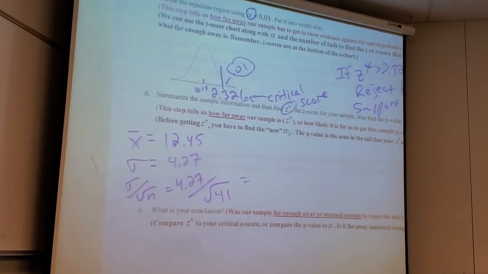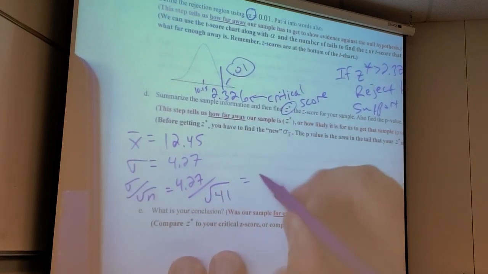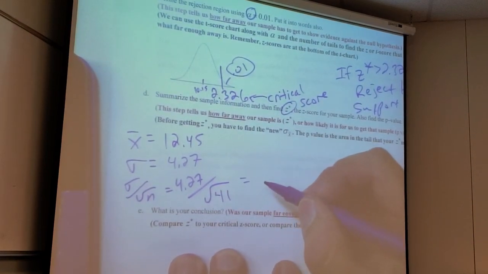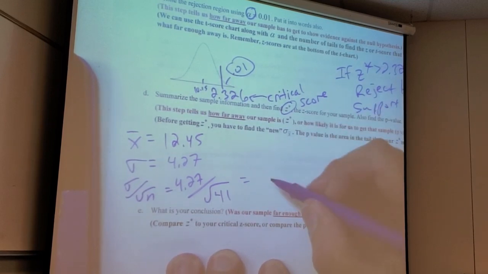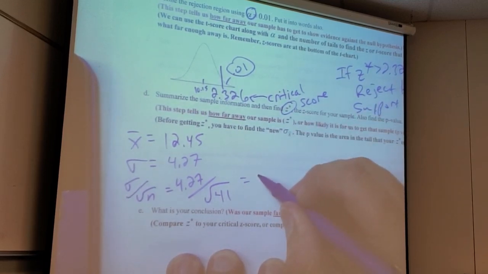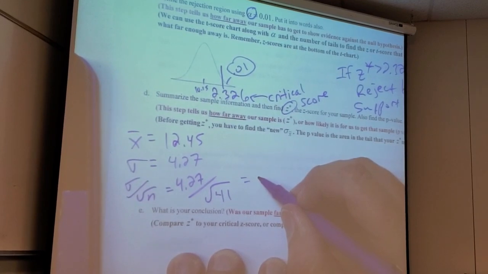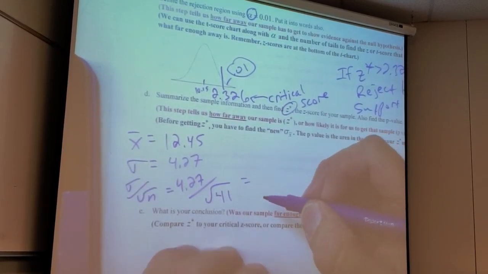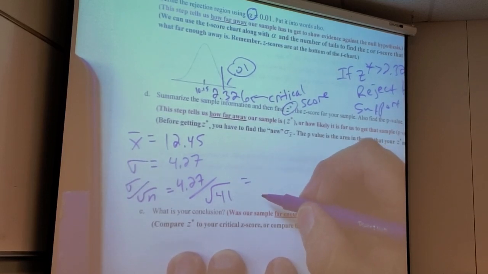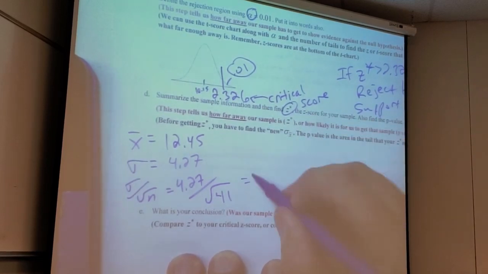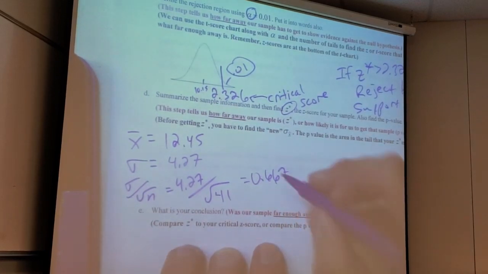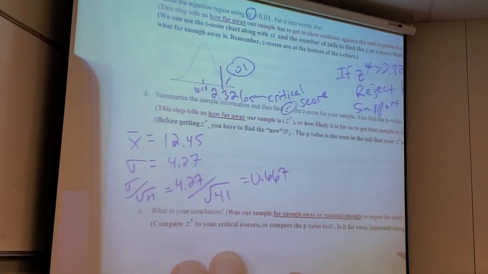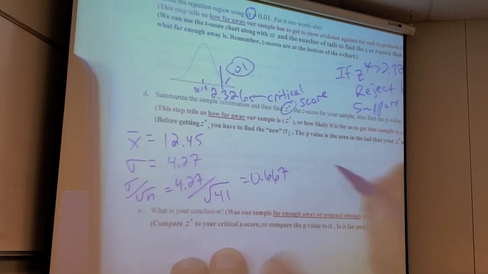So somebody help me out. Let's see, what is that? Oh, neat. What do you guys get? 0.669? Did I do something wrong? 4.27 divided by square root of 41. I get 0.66686. So 0.667. Okay. Oh, I see what you're looking at. Yeah, too many sixes get all jumbled.